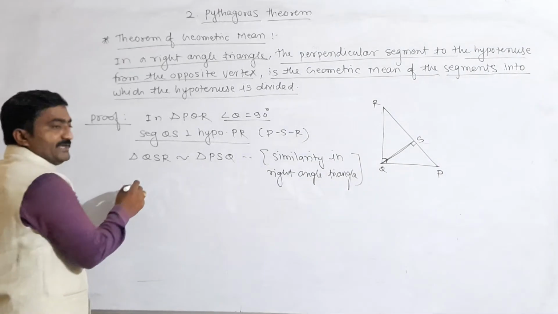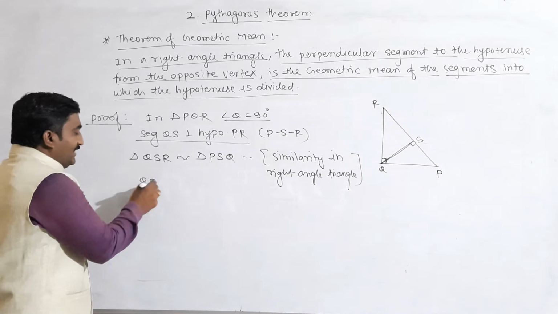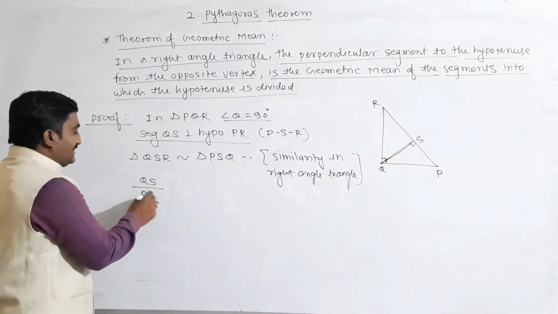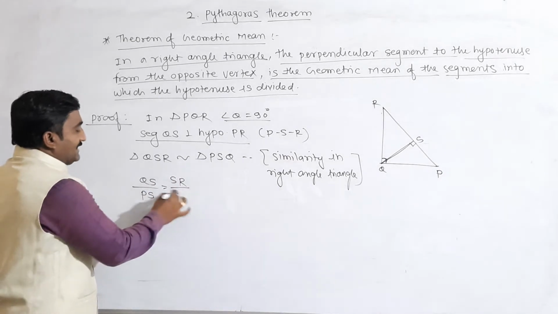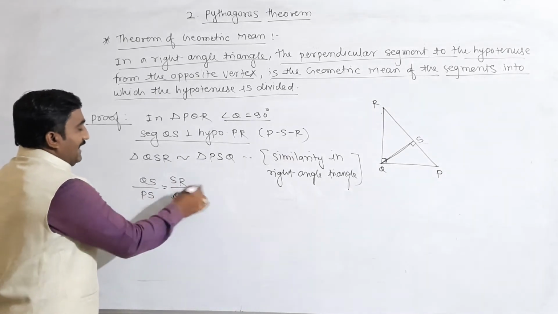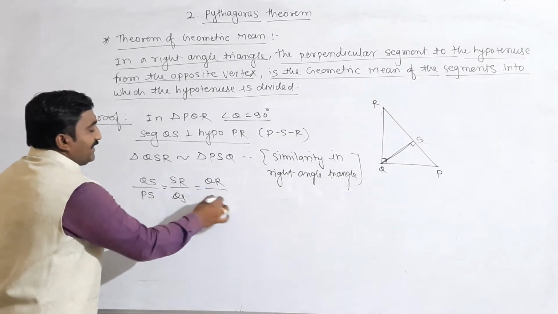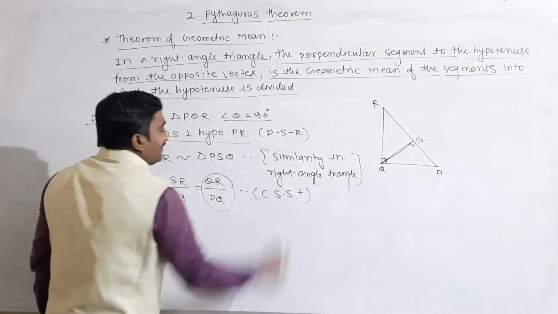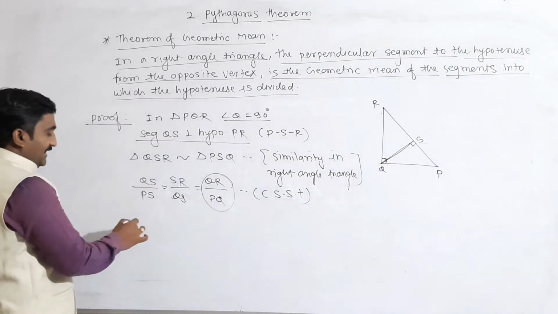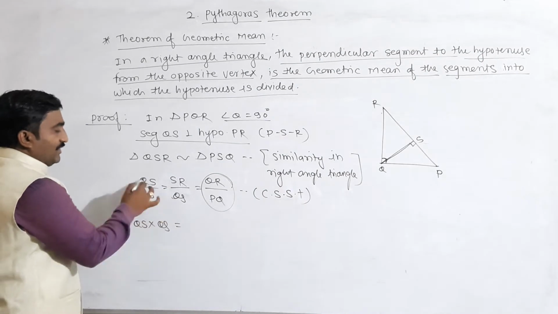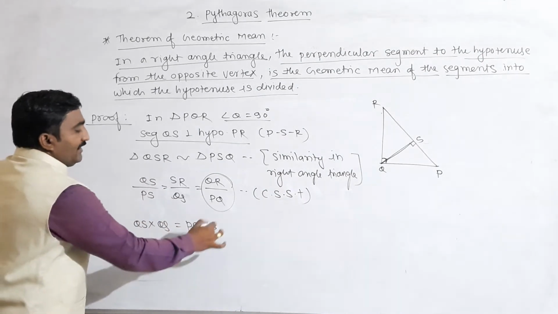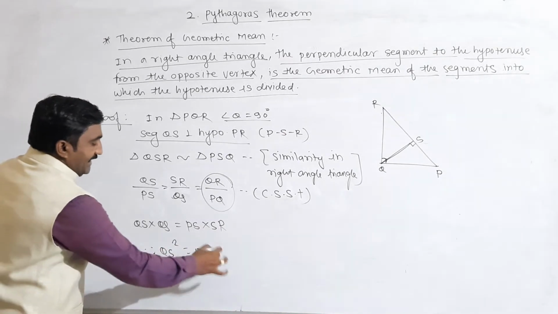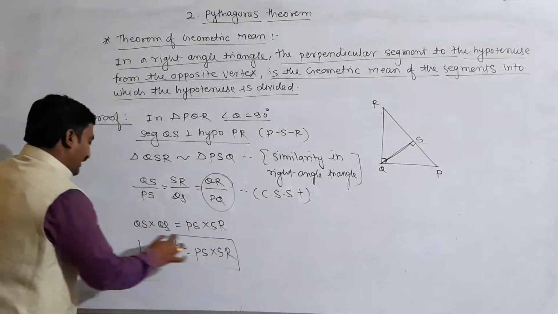So write its corresponding sides. We know that when two triangles are similar, then their corresponding sides are in proportion. QS divided by PS is equal to SR divided by QS, and lastly QR divided by PQ. The reason is corresponding sides of similar triangles. So by cross multiplication, QS into QS, PS into SR, so that QS square is equal to PS into SR. This is the property.